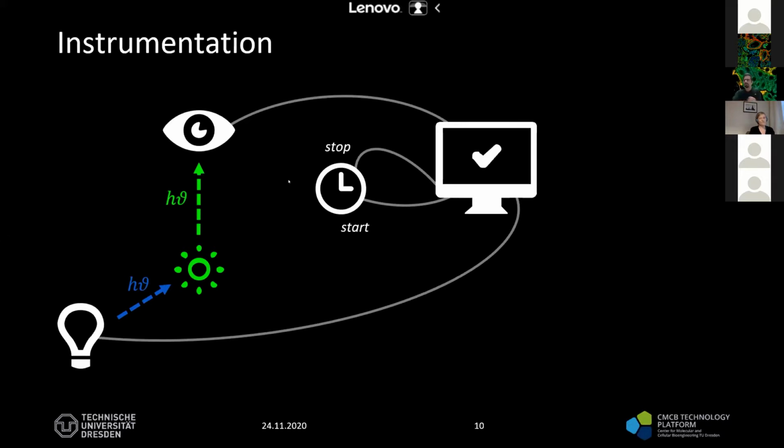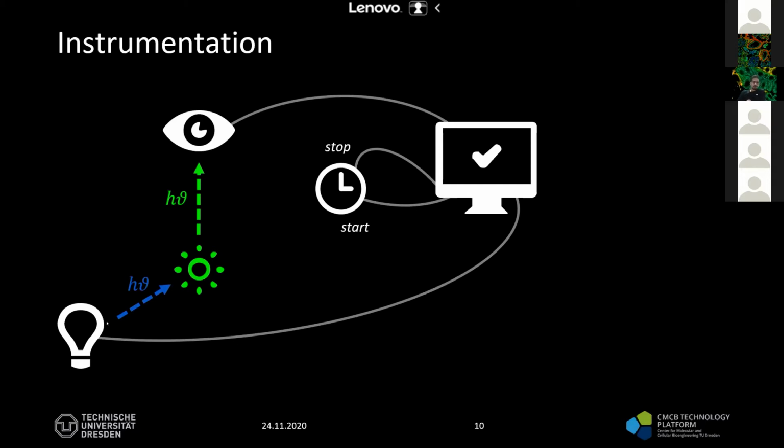Hey, Connie, thank you very much. And so just an overview, going through the instrumentation. This is a very simple drawing. The instrument we need is a normal microscope, which has a stopwatch. Connie, you're on mute, I guess. Sorry.